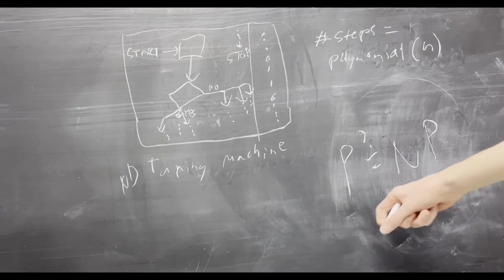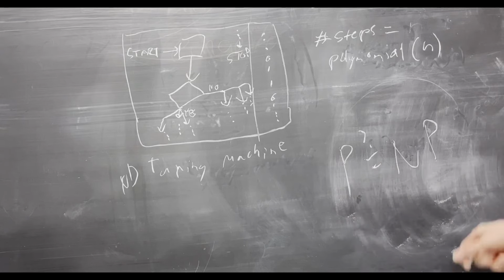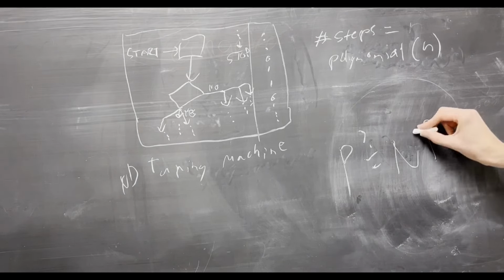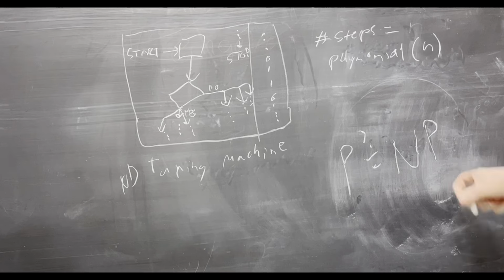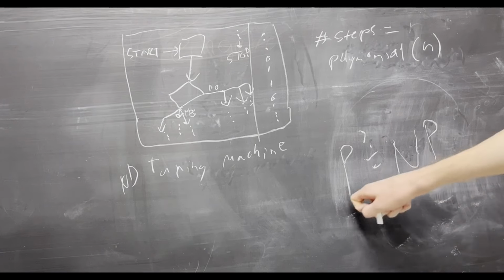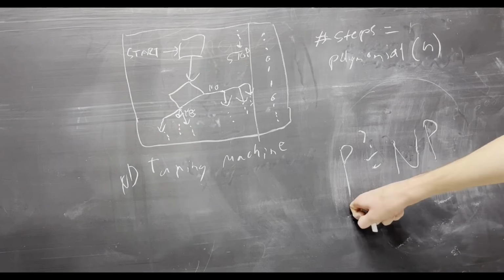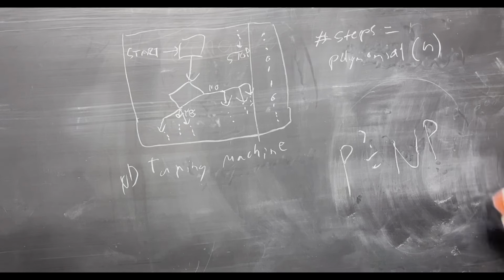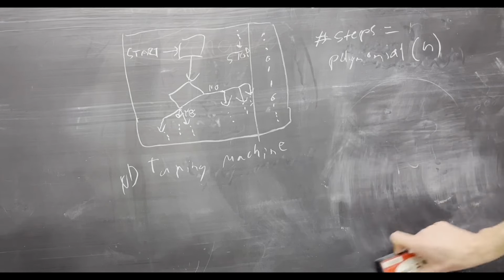Because P has lots of easy problems, NP has lots of really hard problems, but maybe there's some clever way where we can turn these hard problems that are in NP into easy problems in P, and we just haven't found it yet. So we don't actually know whether these are different yet. Maybe someday we will.